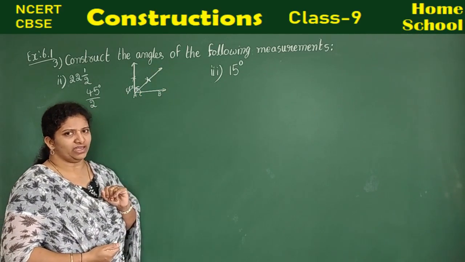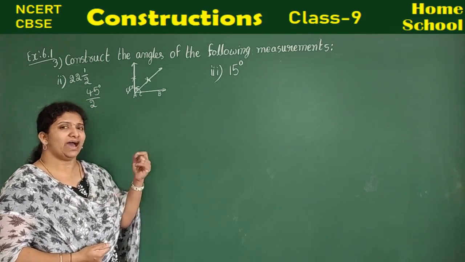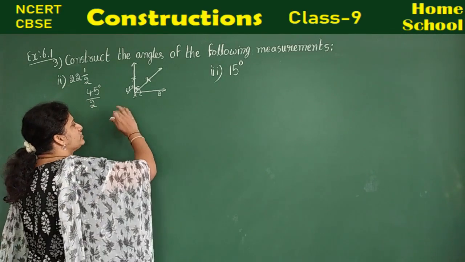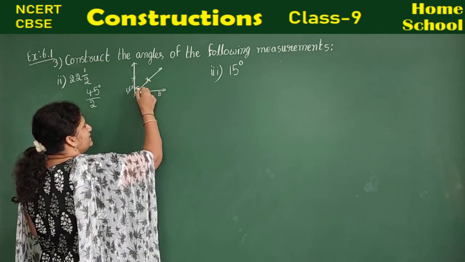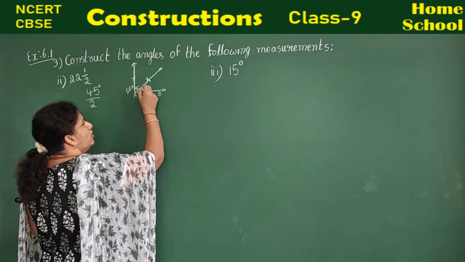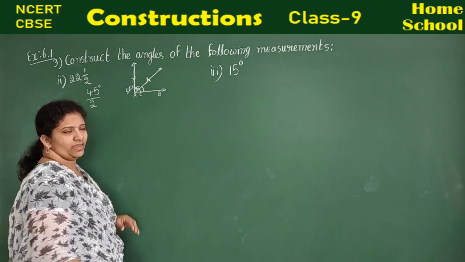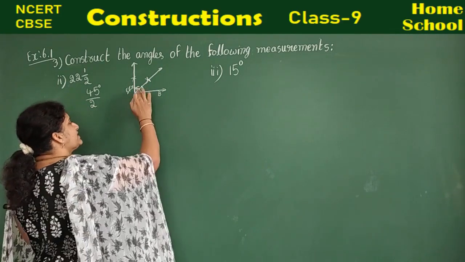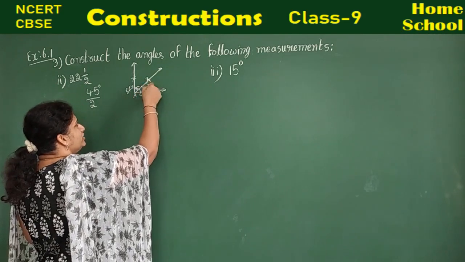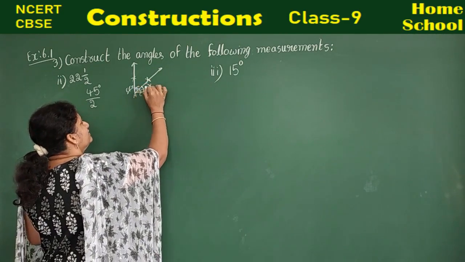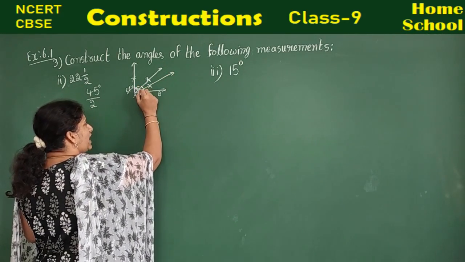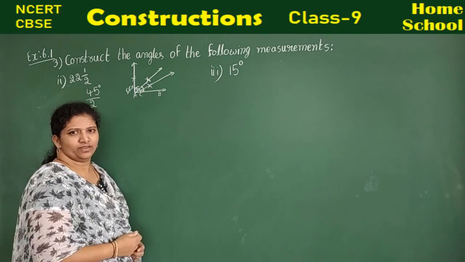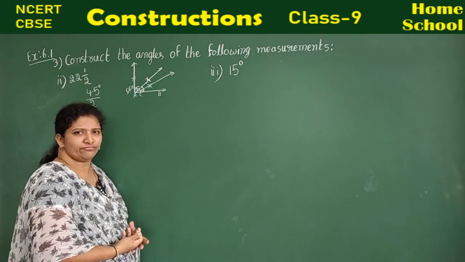But what's your question? Half of 45 I need. 45 by 2 means half of 45. No need to convert into decimal. As it is, you try to do. Now again, with this and this as centers, or you can draw one more arc with C and D as centers, more than half, draw the arcs, cut the arcs, join. Now the angle so created is 45 by 2 degrees. That's all. There is nothing so difficult here.